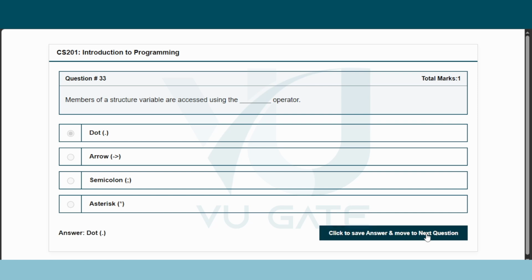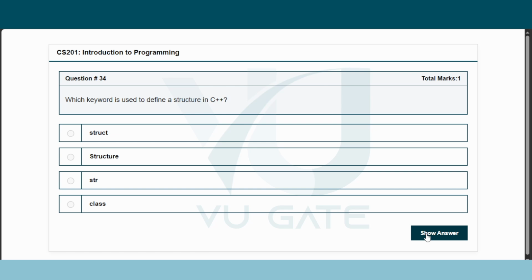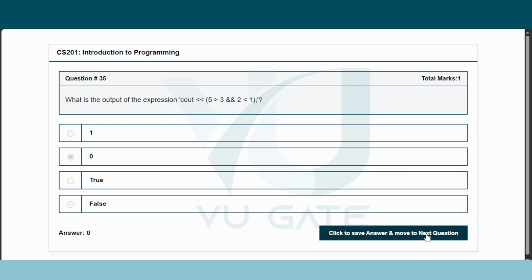Heading over to question 34. Which keyword is used to define a structure in C++? The correct answer is struct. Next up is question 35. What is the output of the expression cout, stream insertion, 5 is greater than 3, logical and, 2 is less than 1? The correct answer is 0.